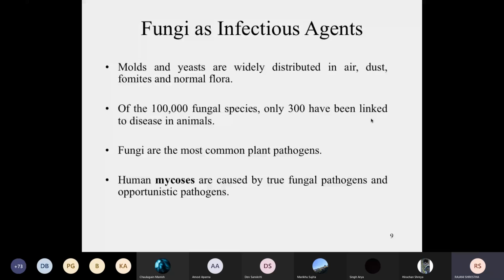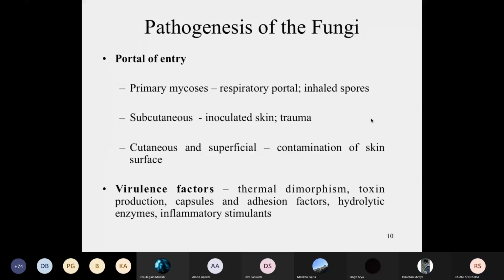Fungi are also among the most common plant pathogens. Human mycosis, or human infection by fungi, is mainly caused by true fungal pathogens as well as opportunistic pathogens. The pathogenesis includes the portal of entry and the virulence factors. The primary mycosis is through the respiratory route, mainly due to the inhalation of spores.